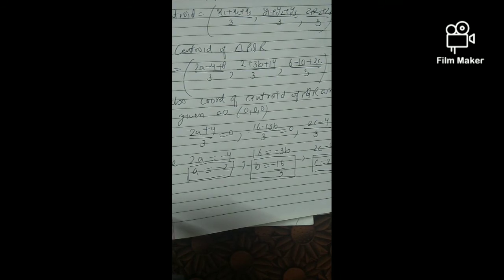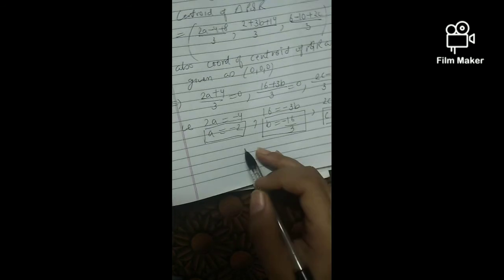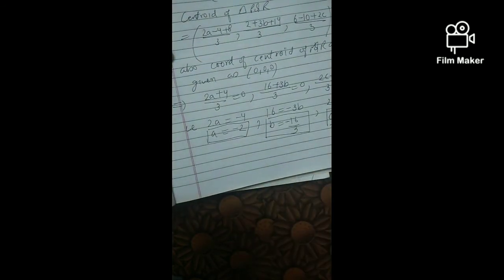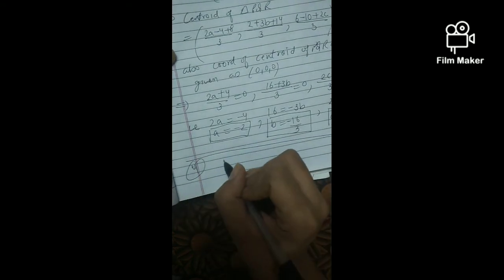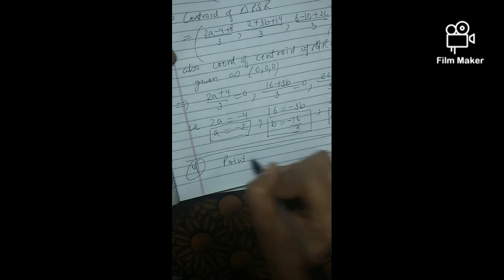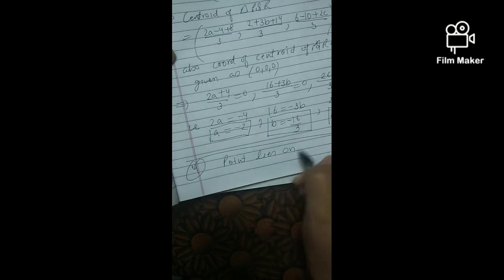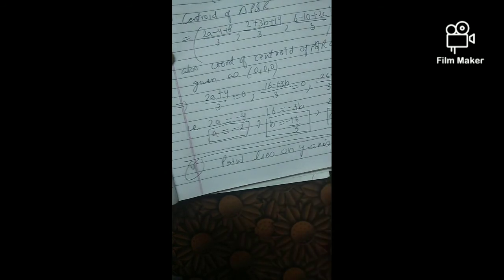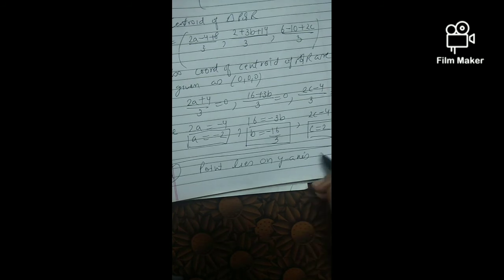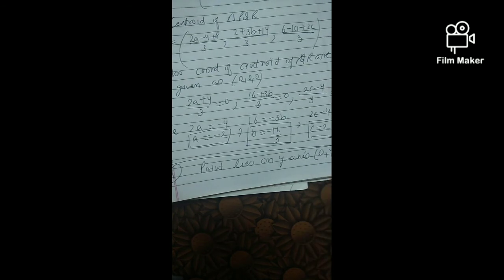So this was our sum number 3, and sum number 4 is: find the coordinates of the point on y-axis which are at a distance 5 root 2 from the point. Now we know any point which is lying on y-axis, the coordinates will be, I will just tell you here. The point lies on y-axis. So what will be the coordinates?